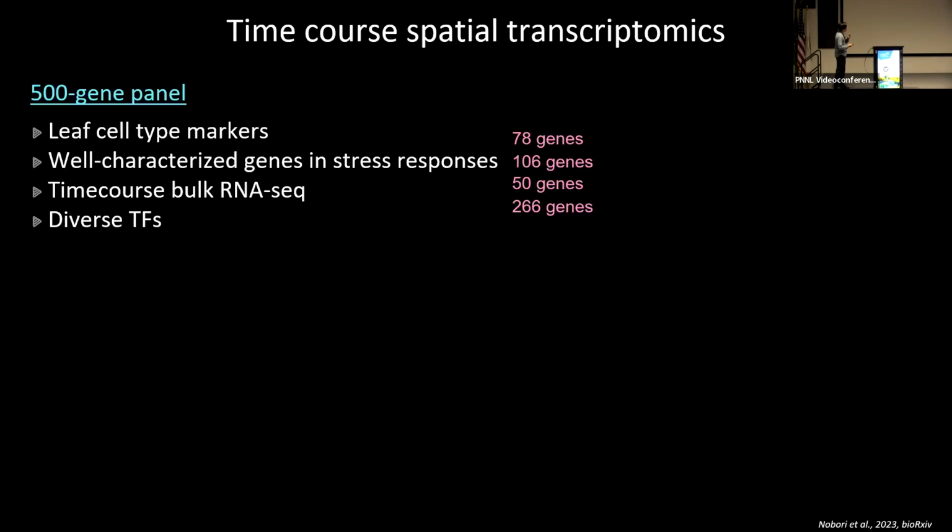We use a MERFISH instrument called MERScope, which currently allows us to target up to 500 genes. So I curated 500 genes, including leaf cell type markers, well-known immune-related genes or any other stress-related genes. And also to give some randomness, I also selected a lot of random transcription factors, many of which haven't been analyzed or characterized.